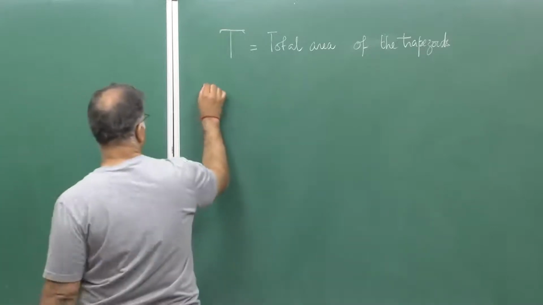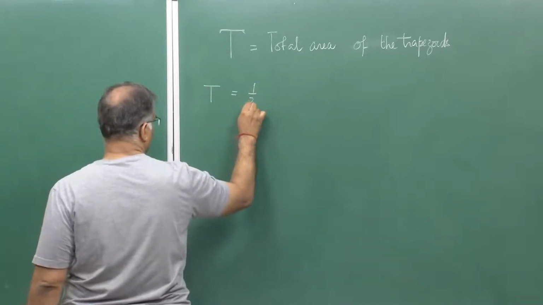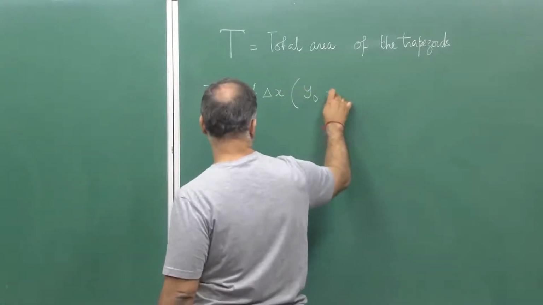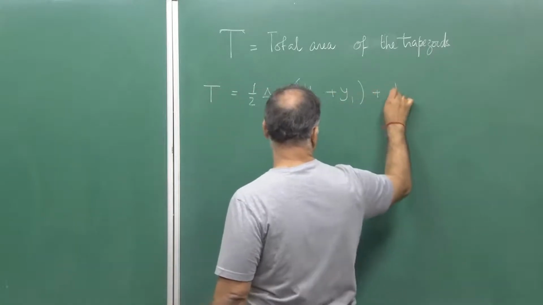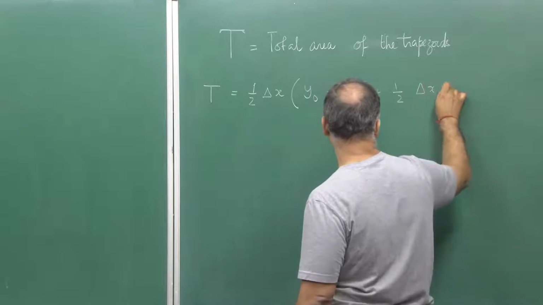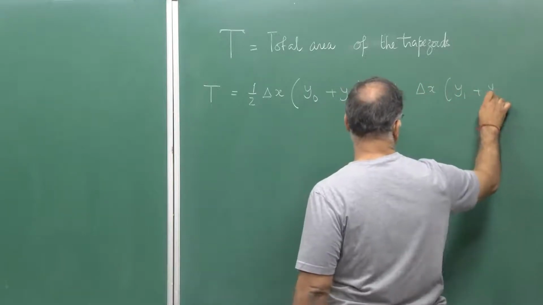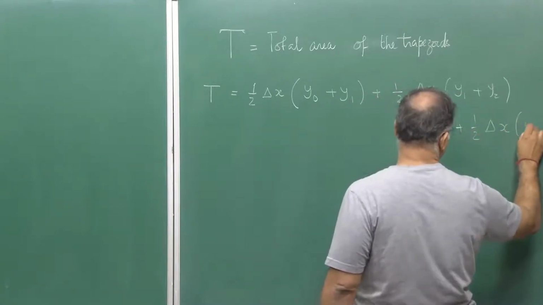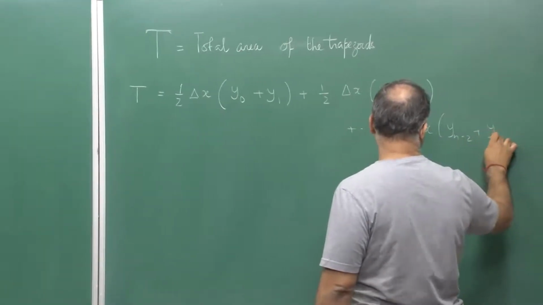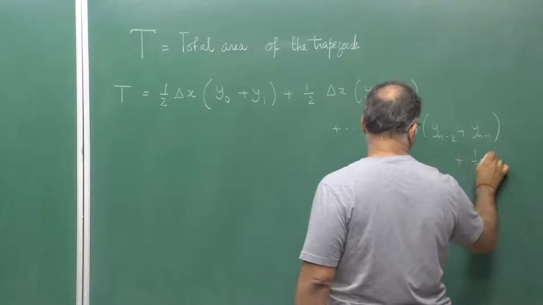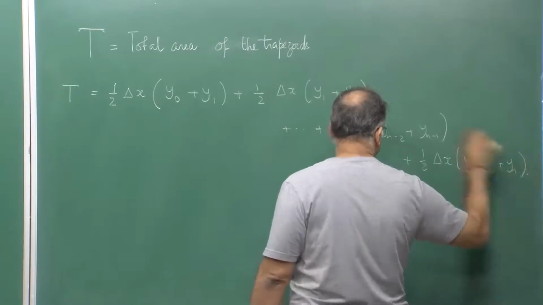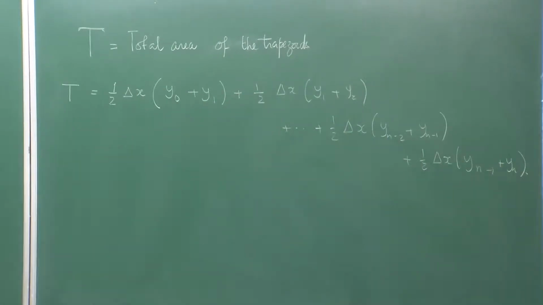So, T of course is like this: half of delta x, which is of course common in everything, times y0 plus y1 for the first trapezoid, plus half of delta x times y1 plus y2, and so on, plus half of delta x times yn minus 2 plus yn minus 1, plus half of delta x times yn minus 1 plus yn. So, that is clear. I just summed up all the n trapezoids.